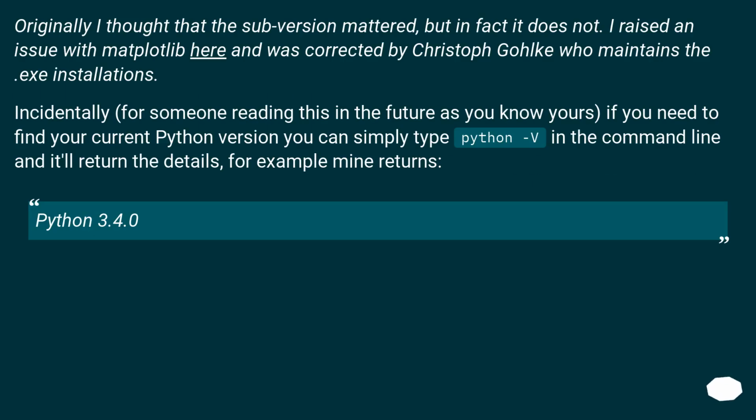Originally I thought that the subversion mattered, but in fact it does not. I raised an issue with matplotlib here and was corrected by Christoph Gohlke, who maintains the exe installations. Incidentally, for someone reading this in the future, if you need to find your current Python version, you can simply type python -V in the command line and it'll return the details. For example, mine returns Python 3.4.0.